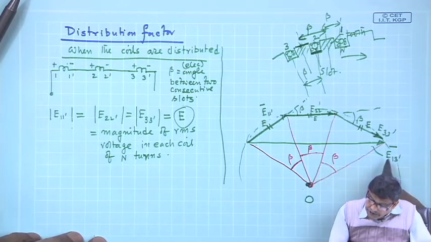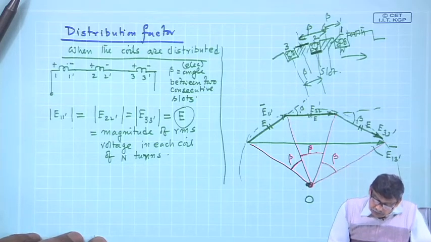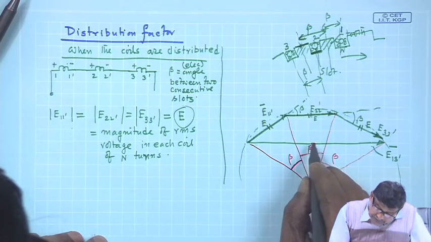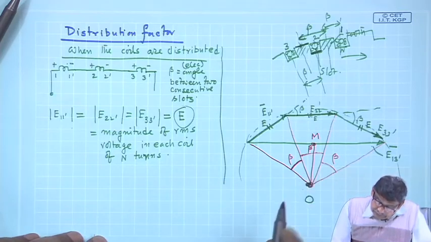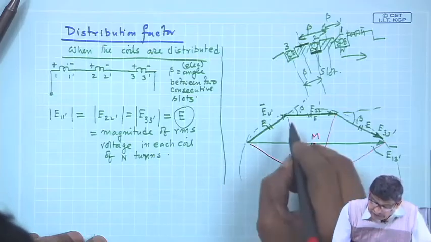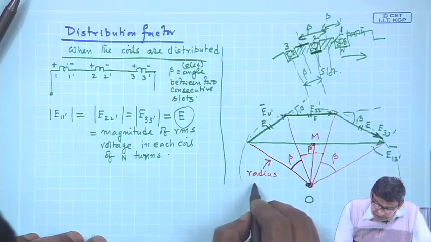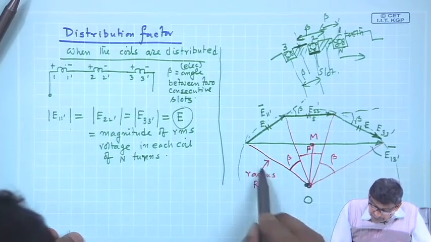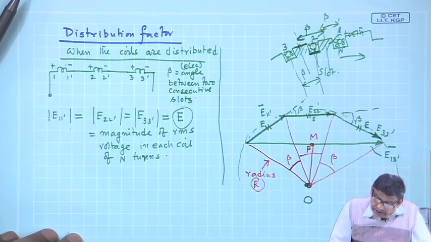Now, my problem is to find the magnitude of E13 dashed. To do this, I will drop a perpendicular from here to this, say this point is M, and suppose the radius of this circumscribing circle is capital R. Then in terms of this capital R, this length E13 dashed can be easily calculated.